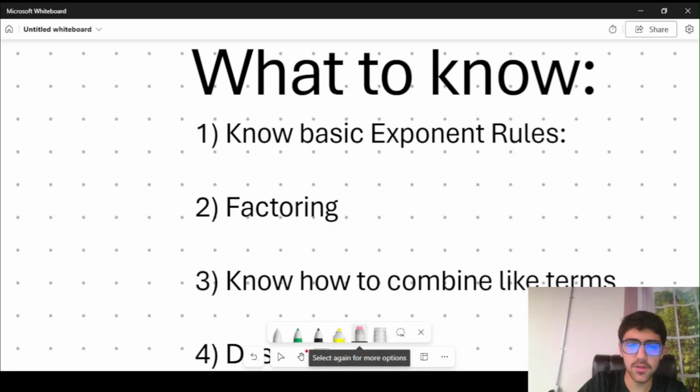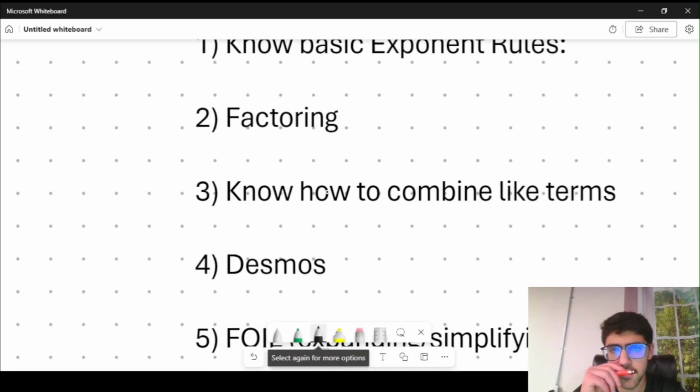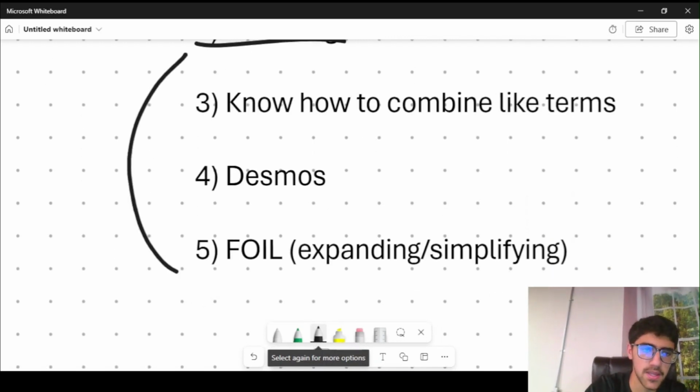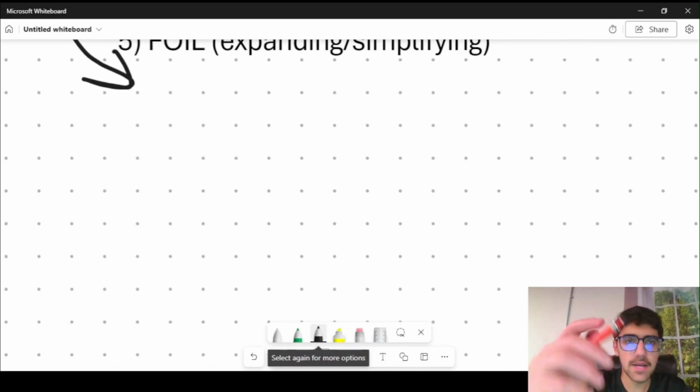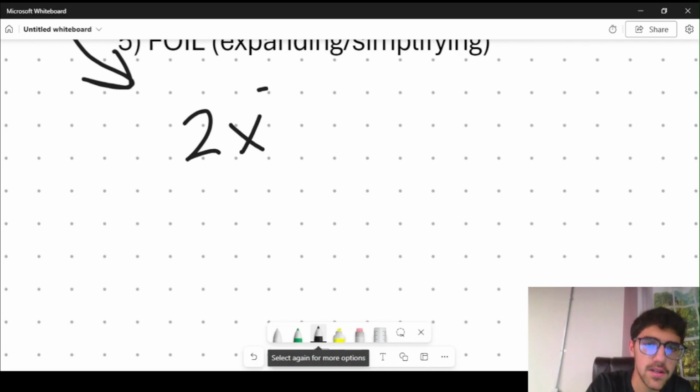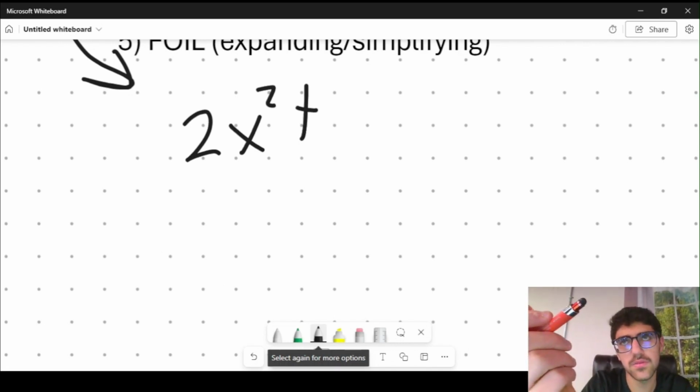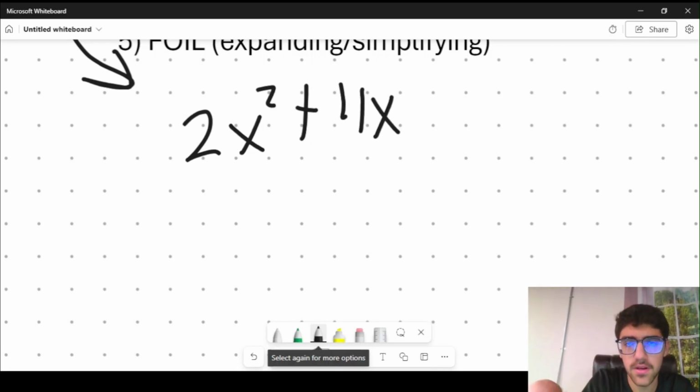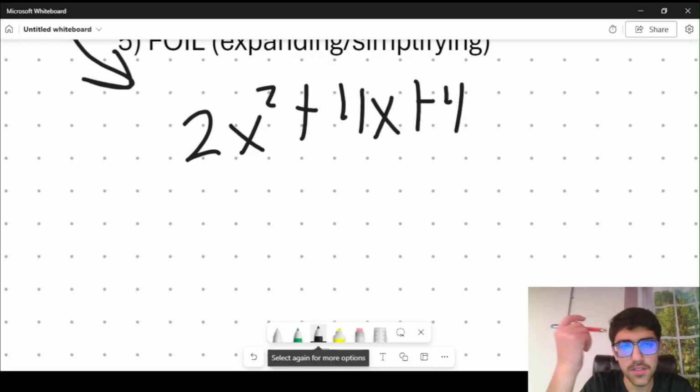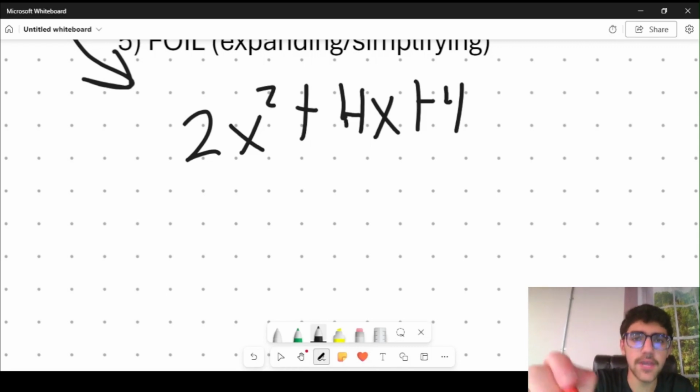Something else that is very useful to know is factoring, which I'm going to do a very basic explanation of. Here's a basic example of factoring. Let's say you have 2x squared plus 4x plus 4. How would you go about solving this? Let's say you didn't want to factor out a 2. What would you do here?